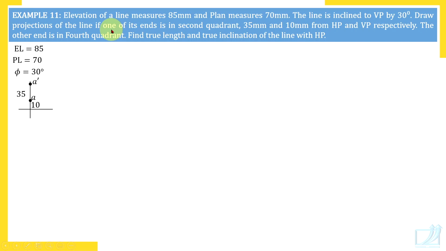So one of its ends, this is how it is mentioned. We have considered that end as end A. And the other end, that is end B, is in the fourth quadrant. That means both views below XY line. So B and B dash both below XY line.